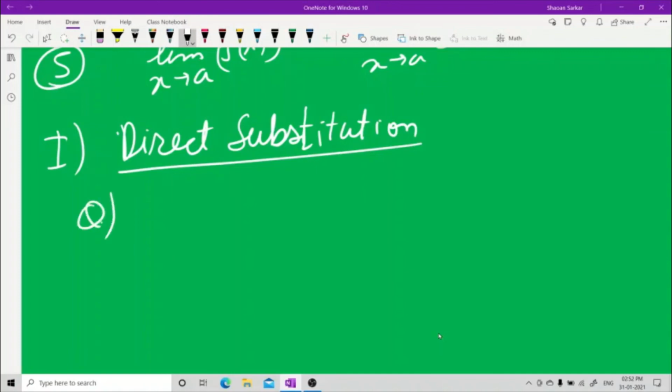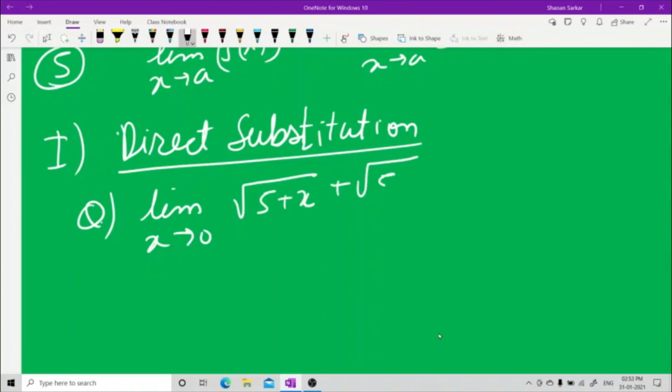The question is limit x tending to 0 under root of 5 plus x plus under root of 5 minus x upon 5 plus x. See, if I put 0 here and here and here, nothing happens. It is under root 5 plus under root 5 upon 5. So you can directly put the 0.